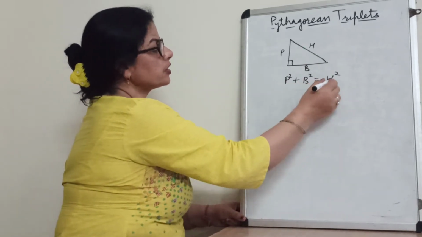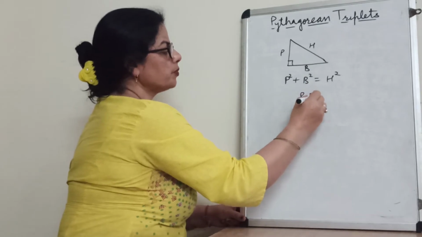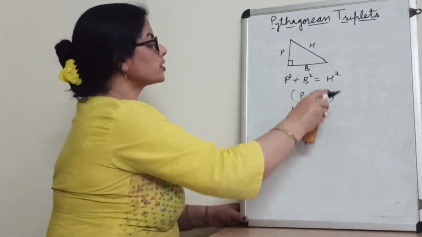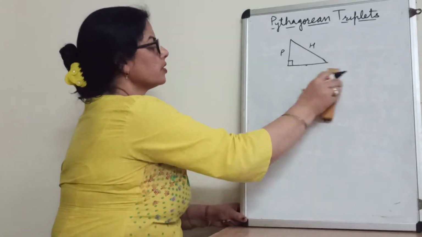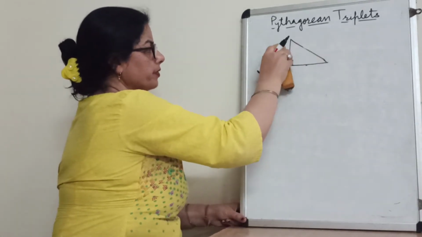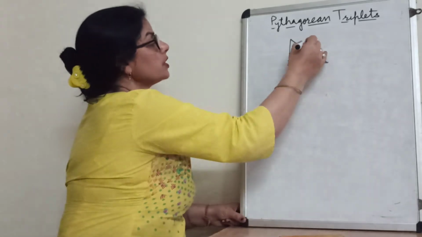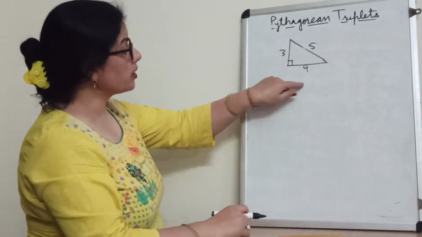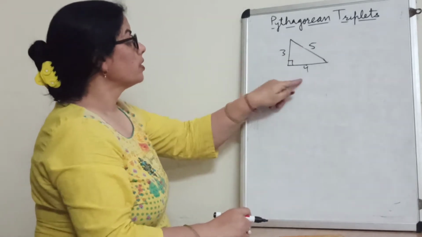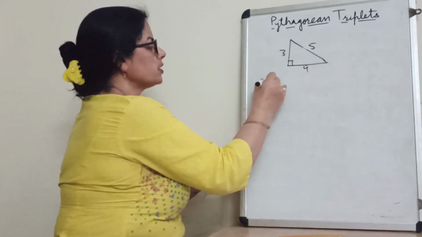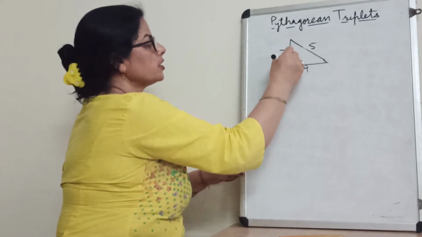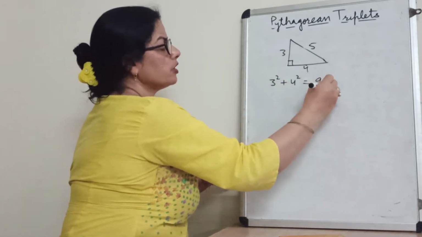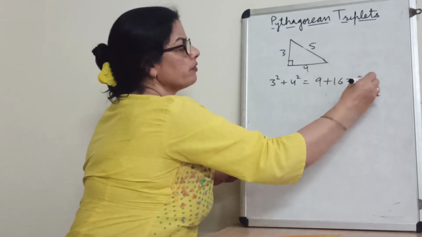If P square plus B square is equal to H square, then we will say P, B, H form a Pythagorean triplet. Let us consider the sides as 3, 4 and 5. The hypotenuse is the longest side, so 5 will be here, and 3 and 4 you can write anywhere, either here or here. Now let us consider the sum of squares of these two sides, 3 square plus 4 square. 3 3s are 9, 4 4s are 16, then 25 will come.